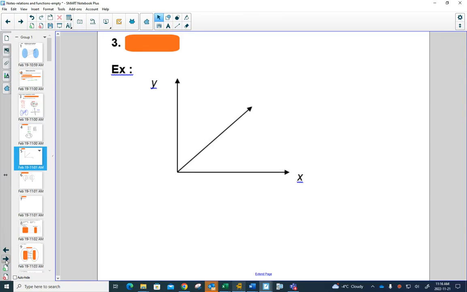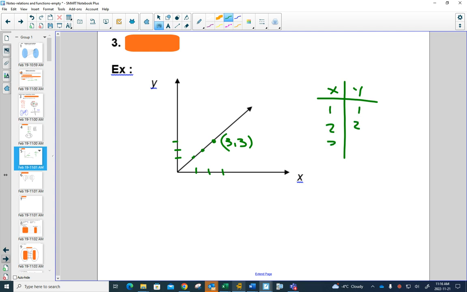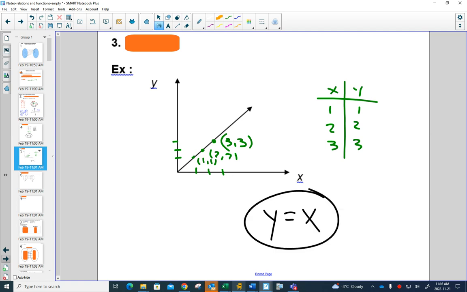Okay. There's a graph. We don't have any scale given, but doesn't it look like I might have the point 3, 3? That I might have the point 2, 2, 1, 1? Does it look like you can make a table of values of that? Could you write a whole bunch of points? And now that we've done that, could you come up with a formula? Is there a way to figure out what y equals based on what x is? There's our formula. Y is just equal to x in this one.